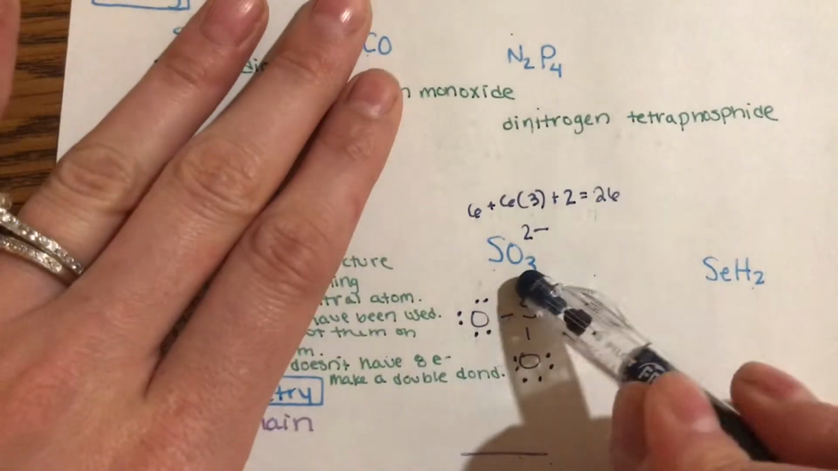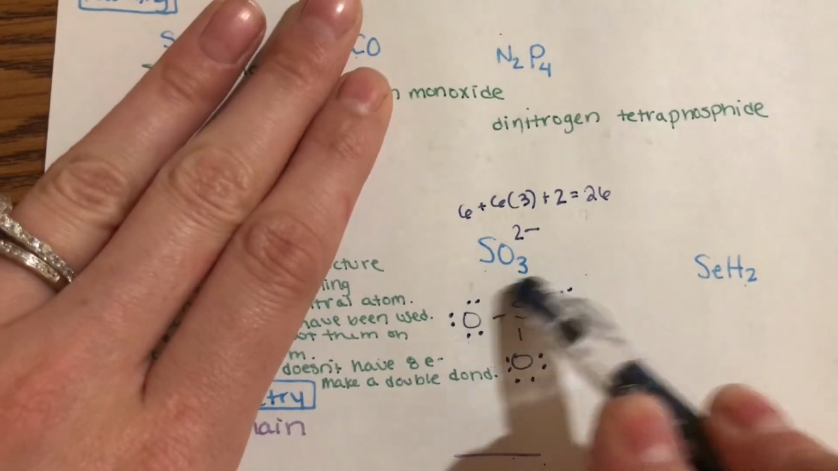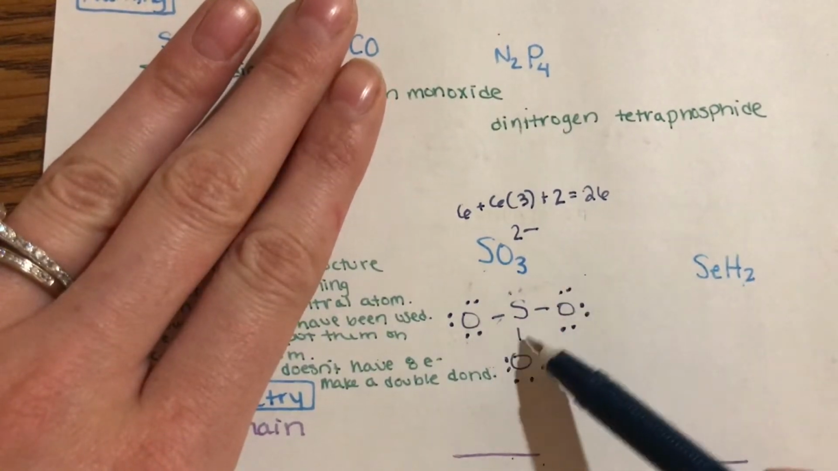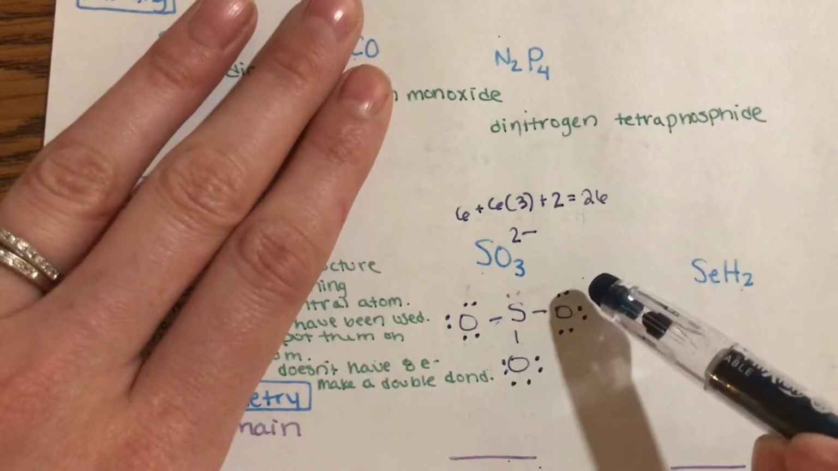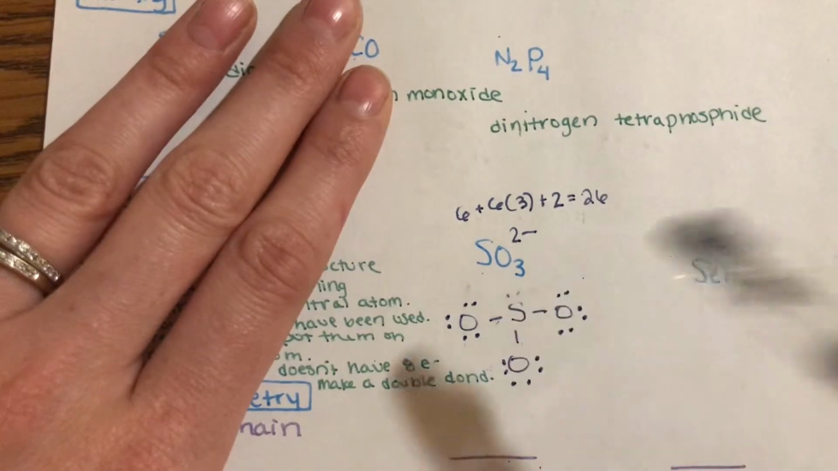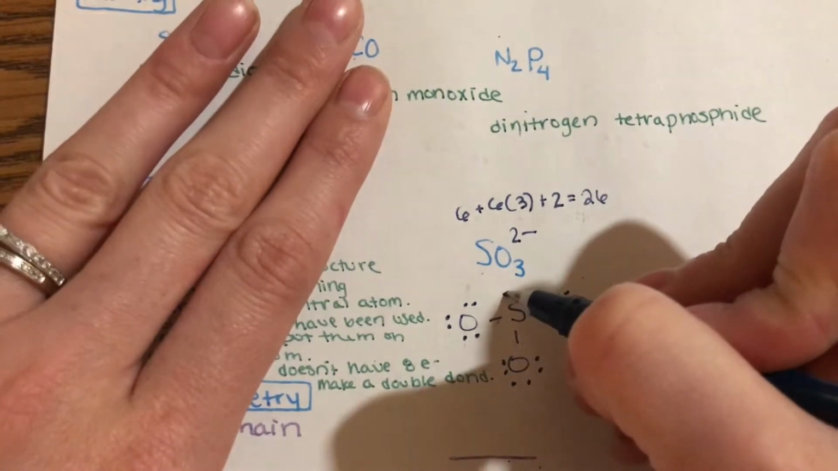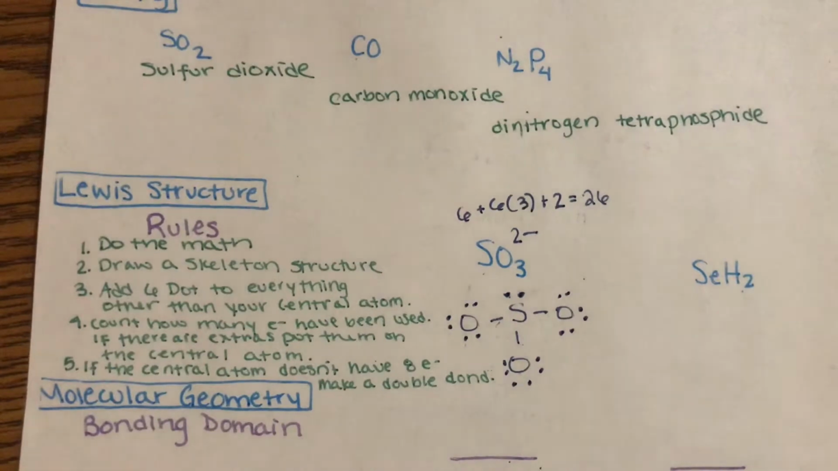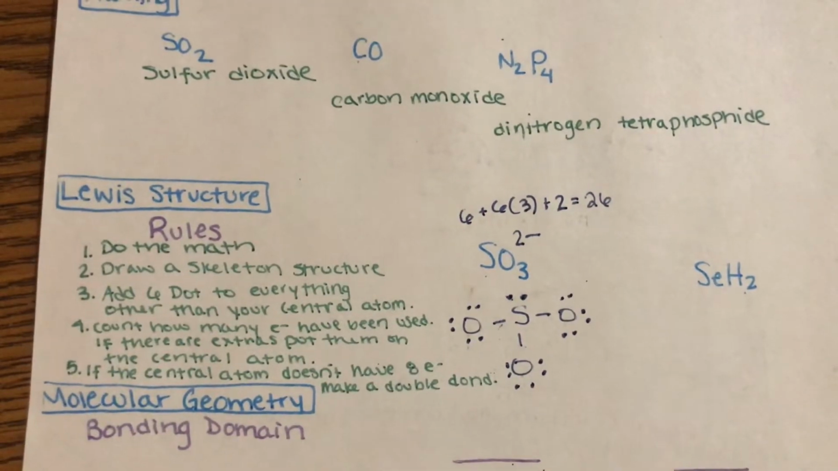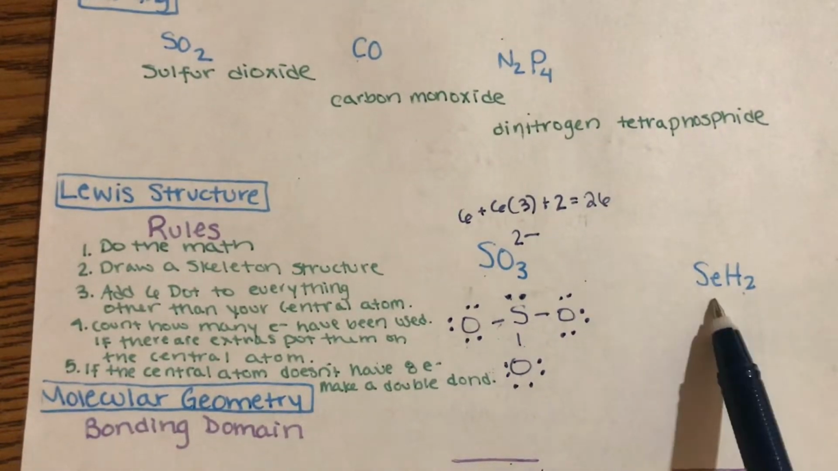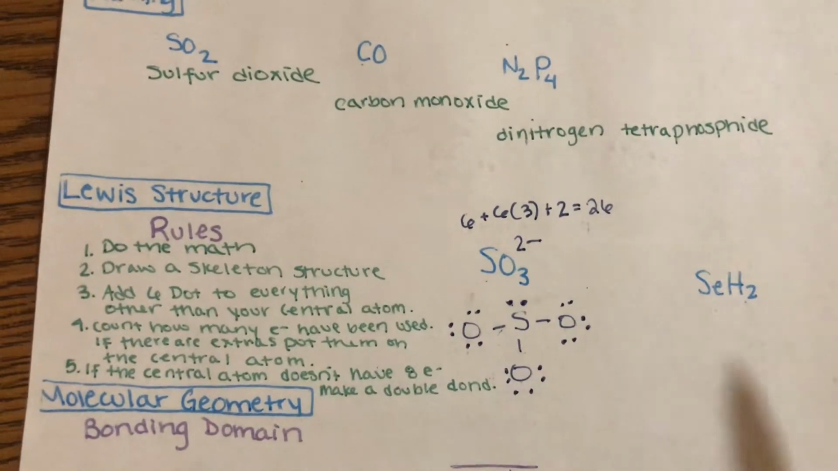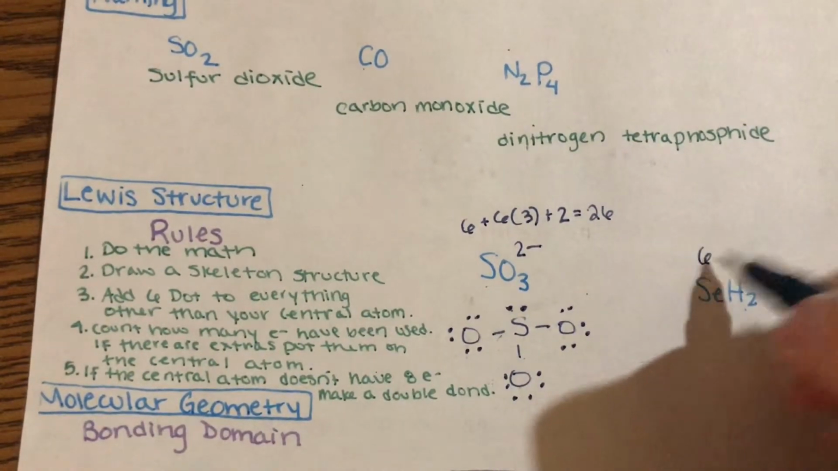If we didn't have these up top, then our central atom would have only had 2, 4, 6. So at that point, you would erase 2 and make a double bond there. So we don't have to do that in this case because our central atom already has 8. Let's go on to the next example. So Se has 6 valence electrons.